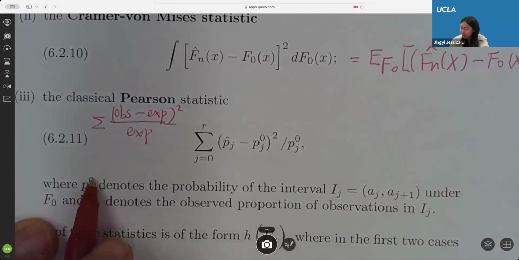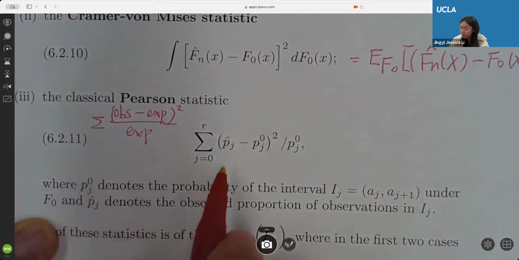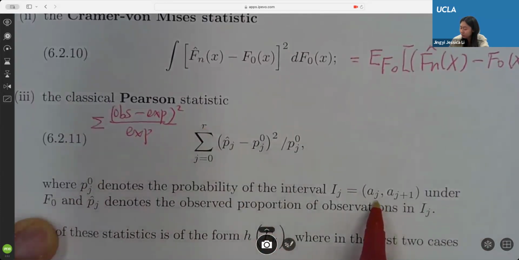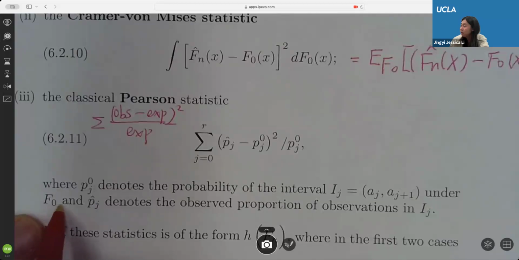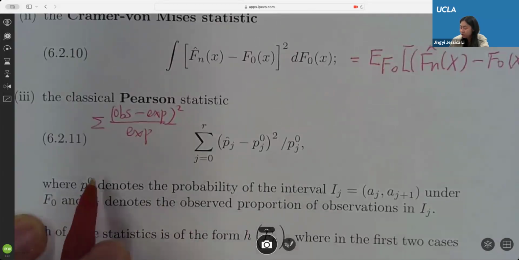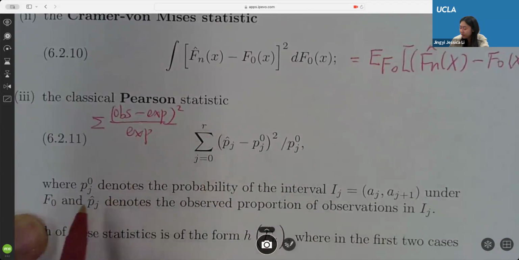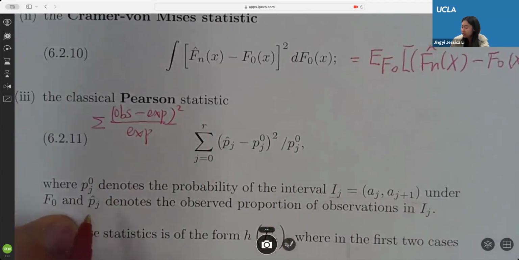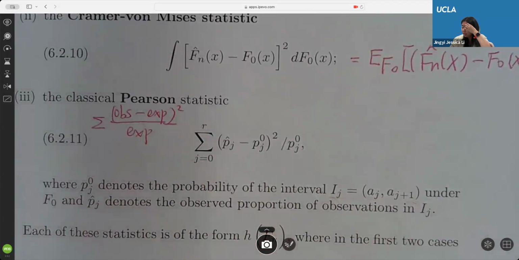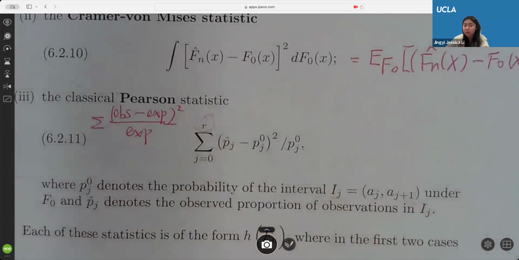Actually, we're doing this discretizing of the null F0, right? So Fj0, where j goes from 0 to R. Essentially, we are dividing the domain of my random variable into R plus 1 intervals. We're calculating the expected probability of this interval Ij under the null F0, and this pj hat is the observed proportion of your sample observations in this interval. And you can see this Pearson is a discretization because this R needs to be specified. It's how much resolution you want to have for this discretization.